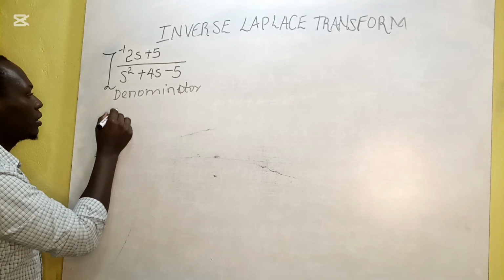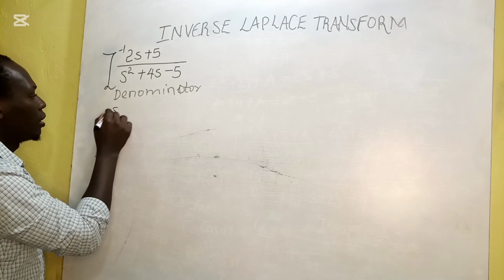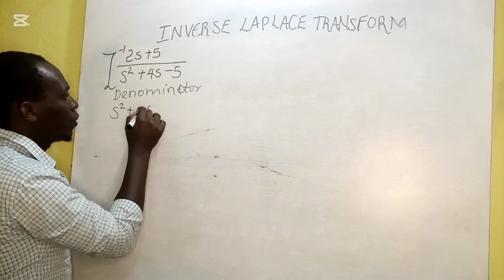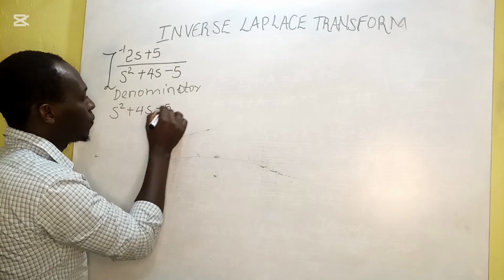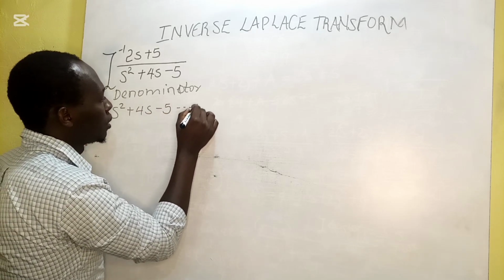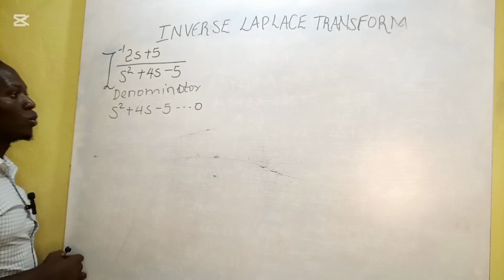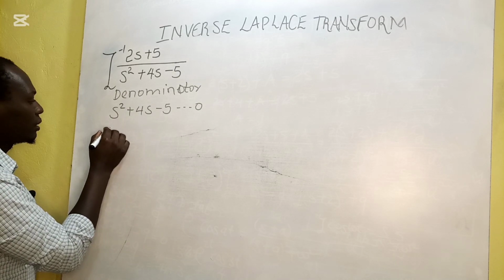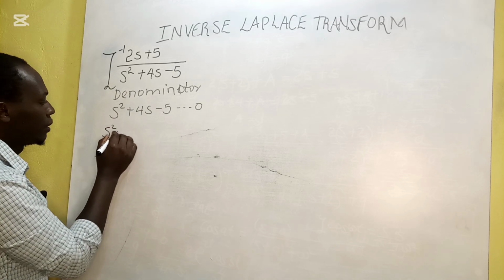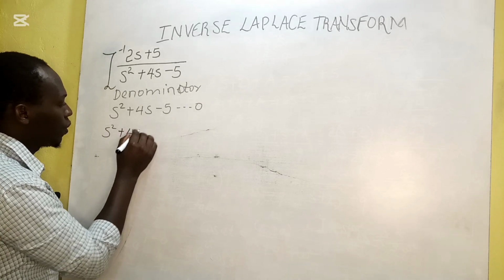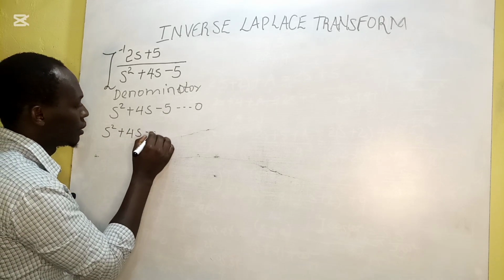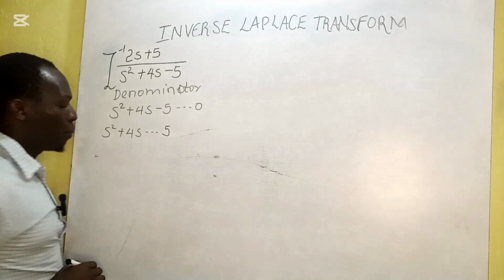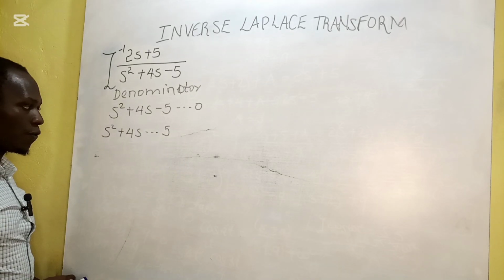by simplifying this denominator, we are going to have s squared plus 4s minus 5 equals 0. To mean that s squared plus 4s is going to be equal to a positive 5.